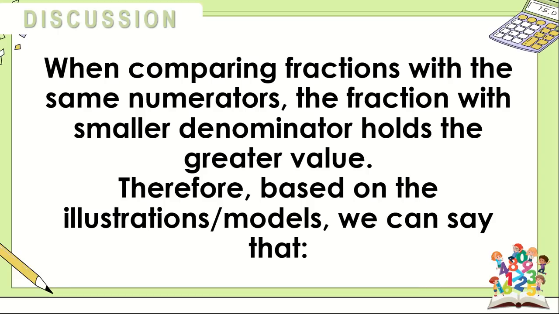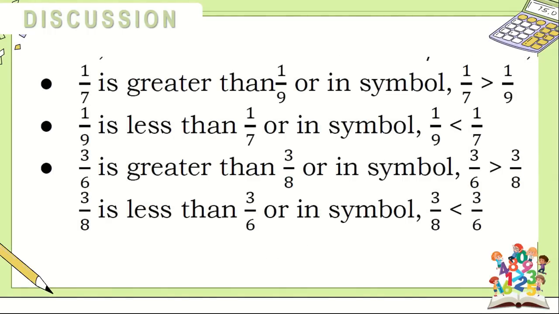Therefore, based on the illustrations or models, we can say that 1/7 is greater than 1/9. 1/9 is less than 1/7. 3/6 is greater than 3/8. And 3/8 is less than 3/6.